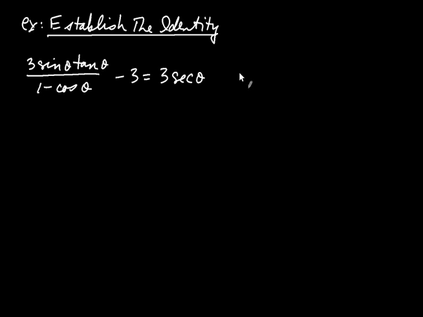Okay, establish the identity. So remember how this goes. You look at the two sides and say, which one's more complicated? Well, clearly this one. And then what you do is you take that side and simplify it and hopefully get the other side at the end of the day.